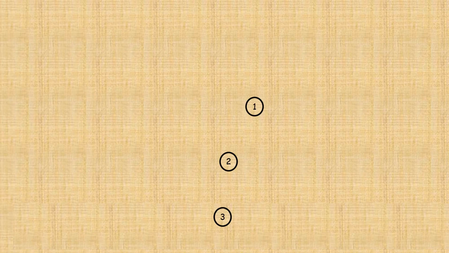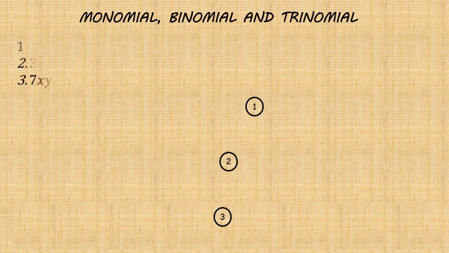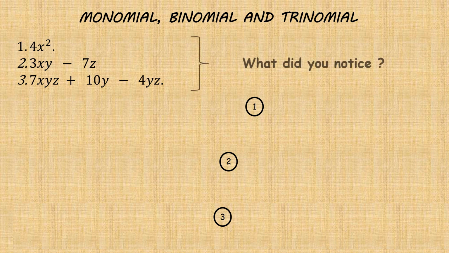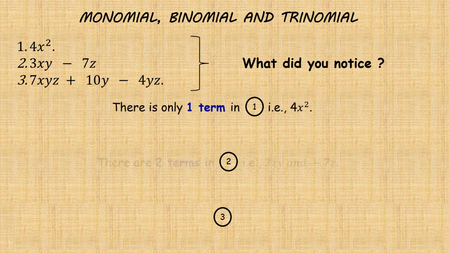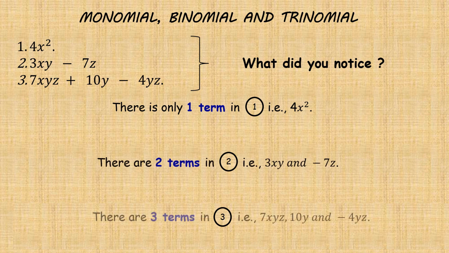Have a look at these following algebraic expressions. What did you notice? In the first expression, there is only one term. In the second expression, there are two terms. And in the third expression, there are three terms.